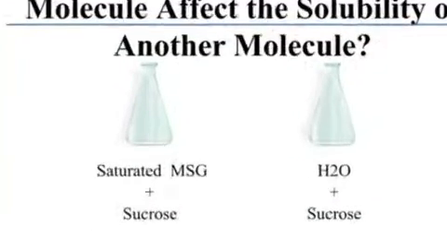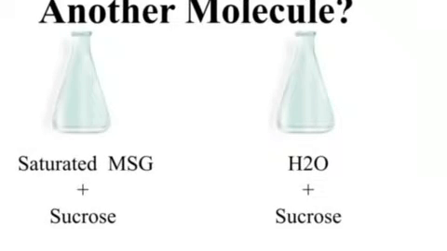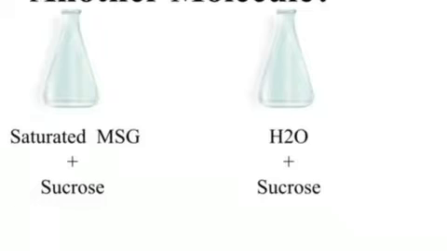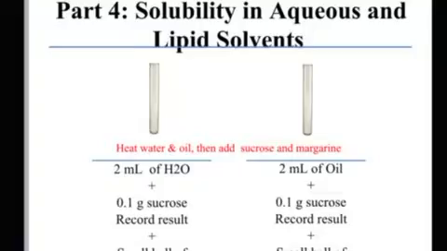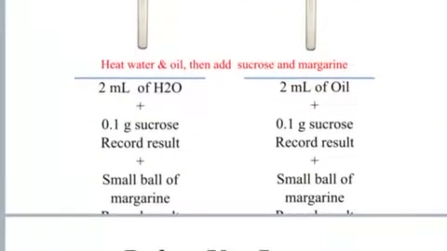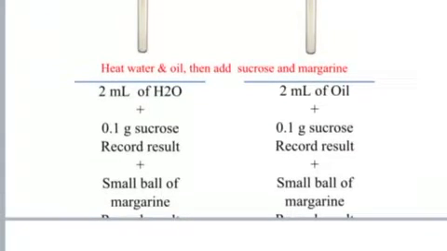Okay. Next thing we're going to do is we're going to see if, once we've saturated something with MSG, can sucrose also dissolve in there? Can two things be soluble at once, or are all the water molecules taken up? We're going to use a control where we just have H2O and sucrose, not both. So we'll see if both can happen. Okay, the next thing we're going to do is we're going to see if fats and lipids can dissolve in water, and whether they can dissolve in oil, which is a lipid itself. And we're going to see right away that those hydrophobic molecules are going to have a harder time.